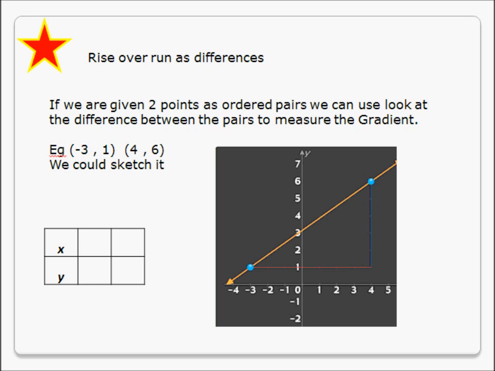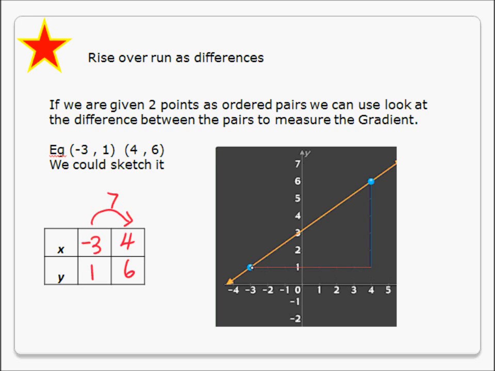However, you may not be allowed to, or it may not be practical to draw a sketch. So one of the easiest ways to do it is to actually take those numbers and put them into a table. So the first one, negative 3, 1. Second coordinate, 4, 6. And what I can do is I can see that it's going across the page 7 places. So that's that red line.